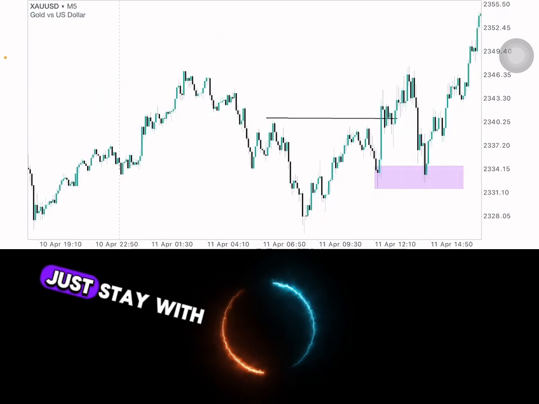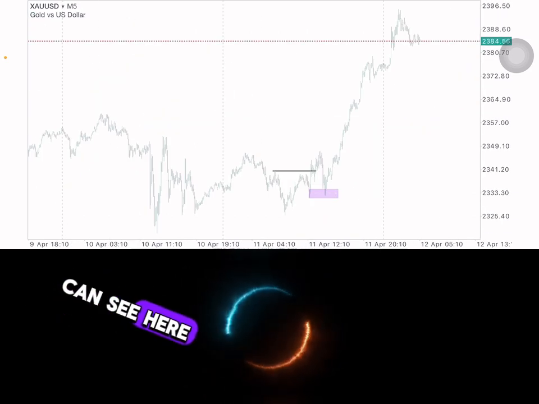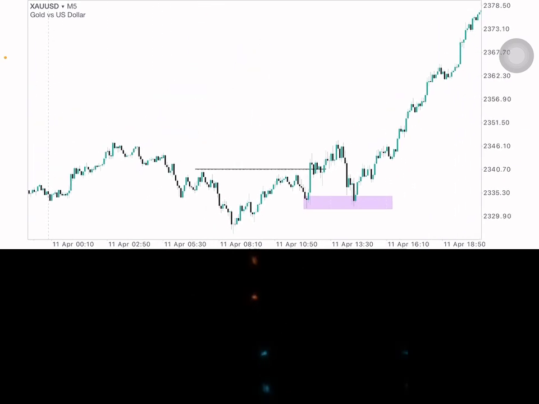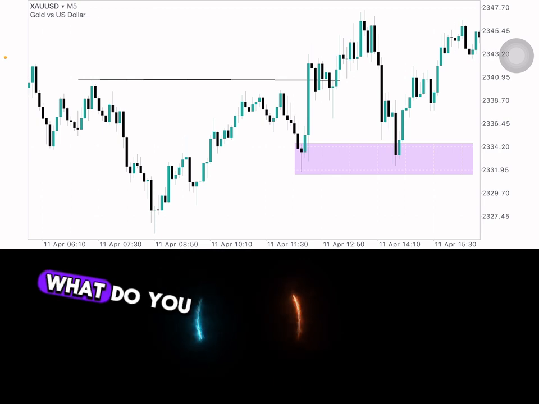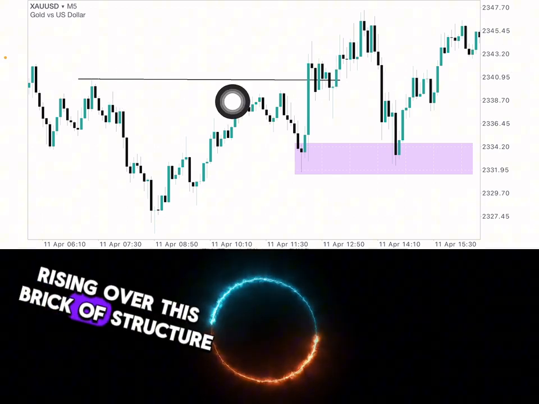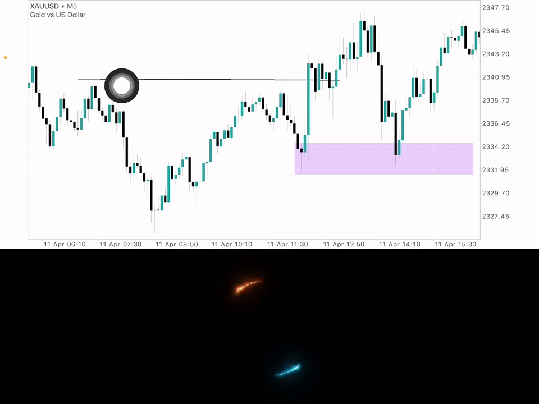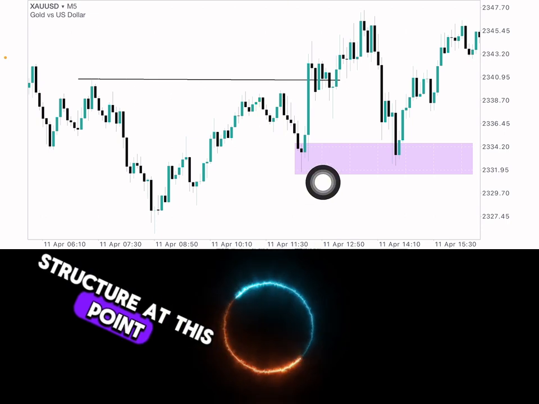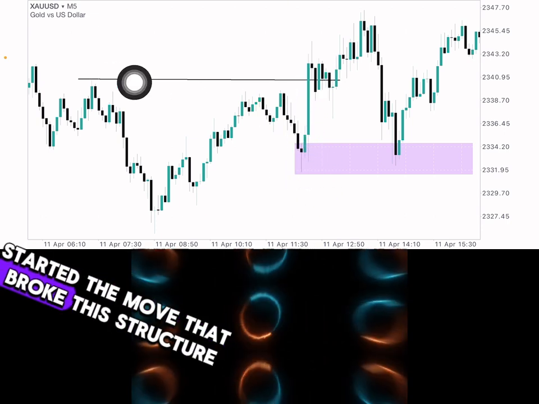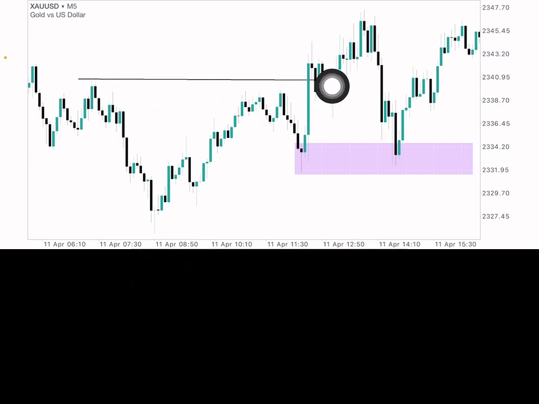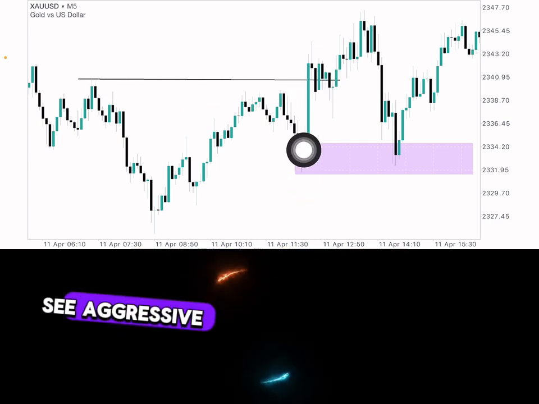So just stay with me. As you can see here, price gave us this break of structure at this point, and this was the move. This was the last candle that started the move that broke this structure. You can see that candle started the move, and you can see how aggressive it was.